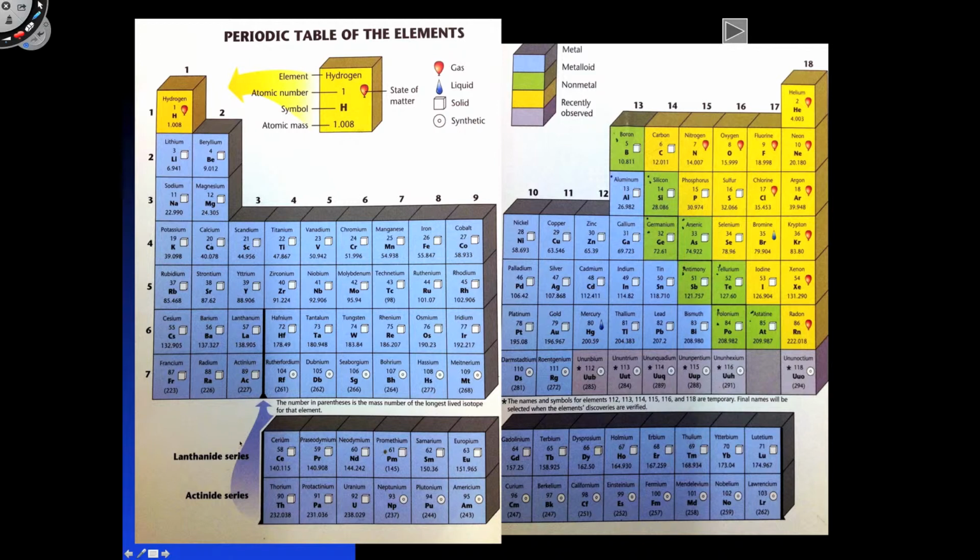So we say that this is still part of period 6, and this is still part of period 7. So there are only 7 periods. Eventually, there could be an 8th, and it would start right there. But right now, that's not happening.